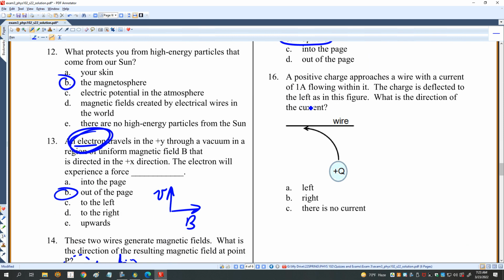A positively charged particle approaches a wire with a current of 1 amp. The charge is deflected to the left. What is the direction of the current? So first of all, we need to figure out what is the magnetic field generated by the wire. I have a velocity that is up and a force at this point that is to the right. So that gives me a magnetic field that is into the page. We can assume that the magnetic field is out of the page on that side. So that tells me that the current has to be to the left. So 16 is.